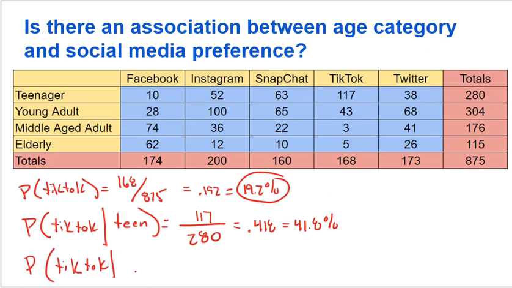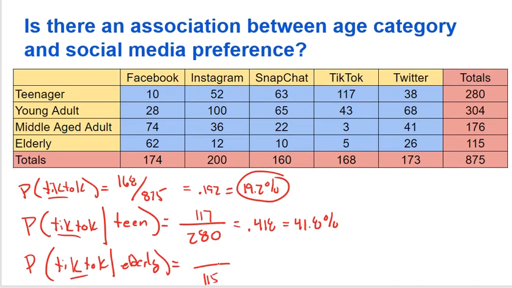So maybe I'm going to do elderly next. So once again, still looking at TikTok. You cannot change what goes first. You're just changing the condition. So let's see. Of the elderly, 115 elderly. Looks like 5 of them use TikTok. 5 out of 115 is 0.043. So 4.3%.